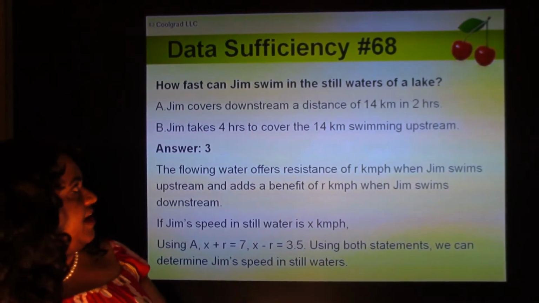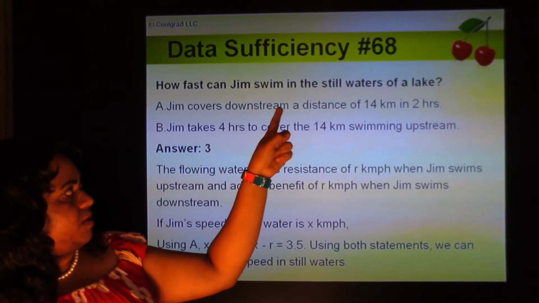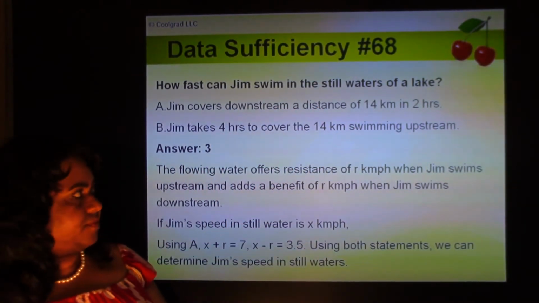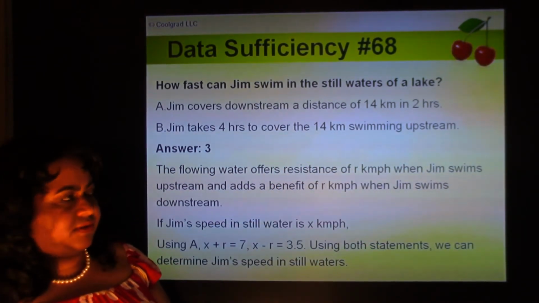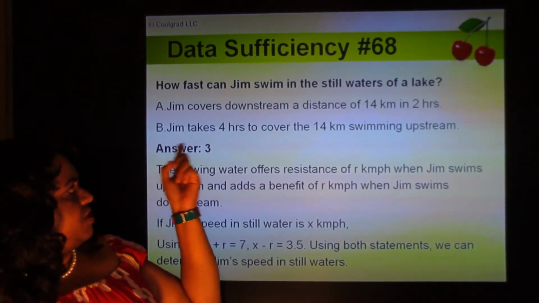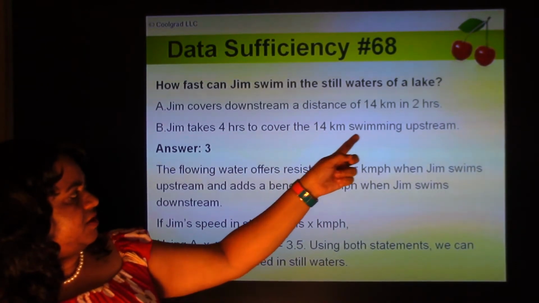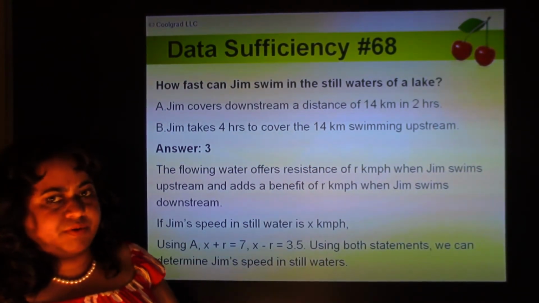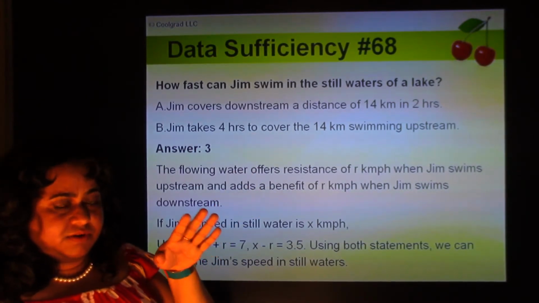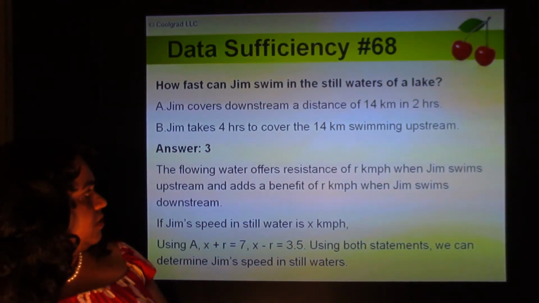So question number 68. How fast can Jim swim in the still waters of a lake? Statement A: Jim covers downstream a distance of 14 kilometers in 2 hours. Statement B: Jim takes 4 hours to cover the 14 kilometers swimming upstream. So downstream 14 kilometers in 2 hours and upstream 14 kilometers in 4 hours.